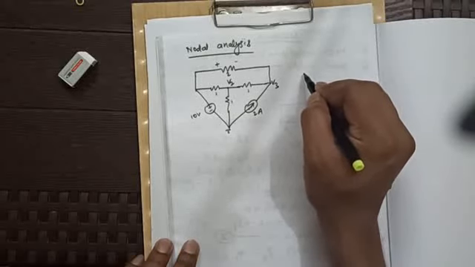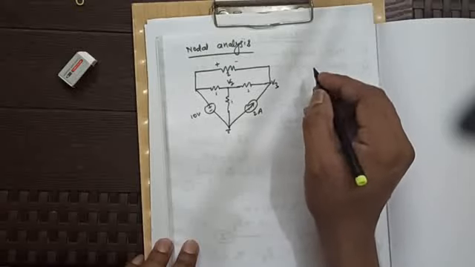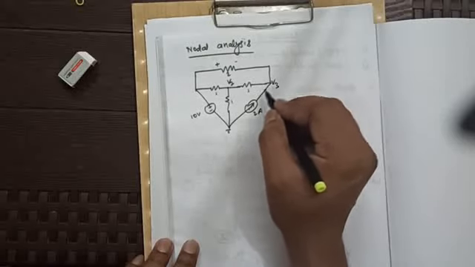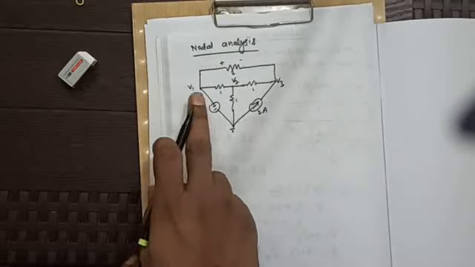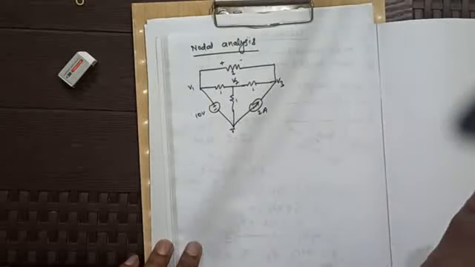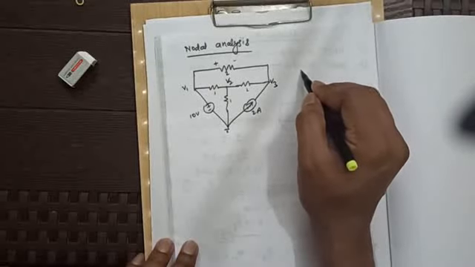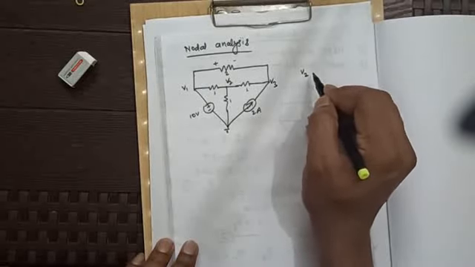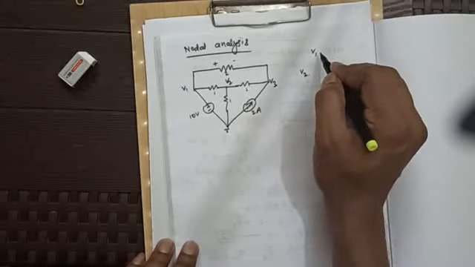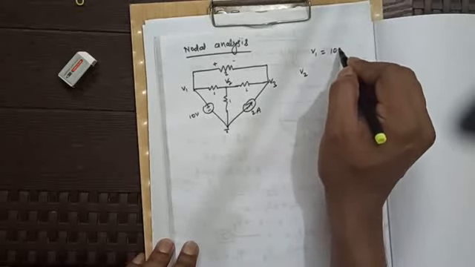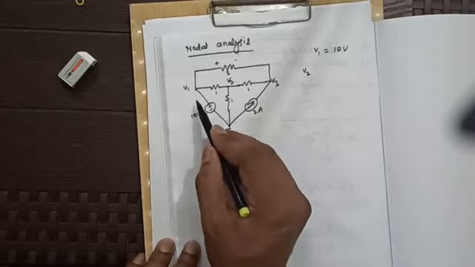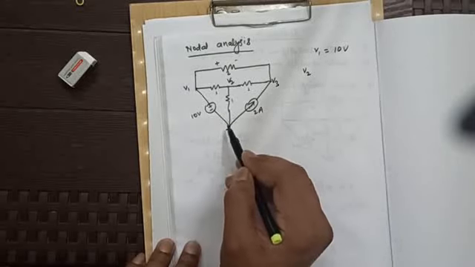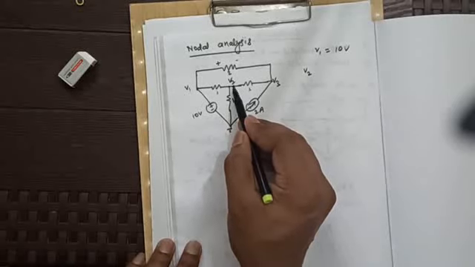Okay, so let us say this node as V1. This node is V1, this node is V2, this node is V3. So by default V1 will become 10 volts because 10 volt source is applied here and this is our node. So the difference of this node with respect to this is 10 volts as 10 volts is applied here. Now we write KCL here.